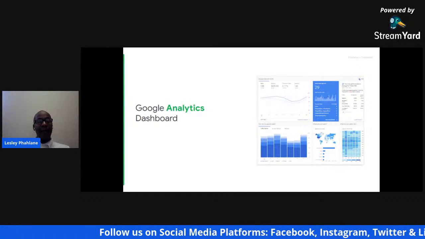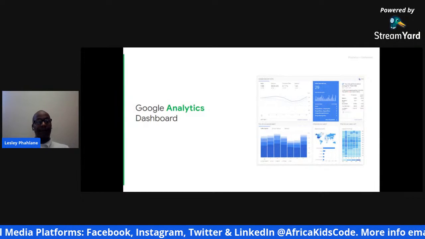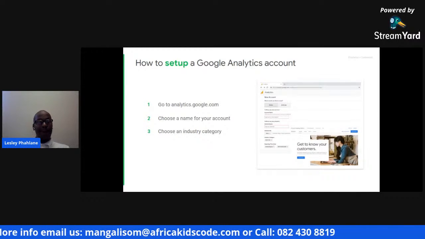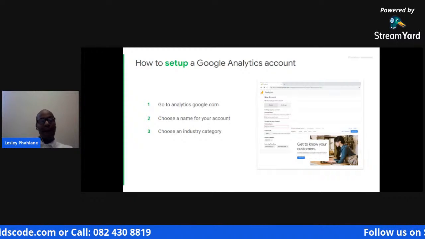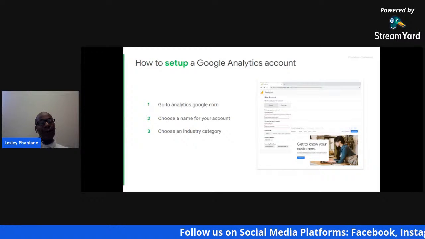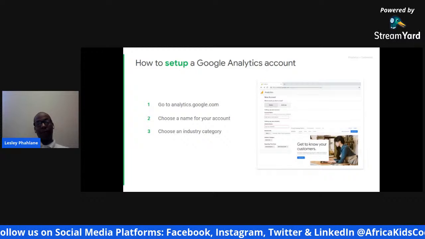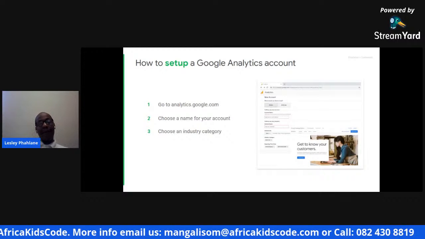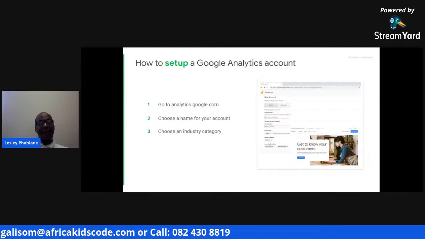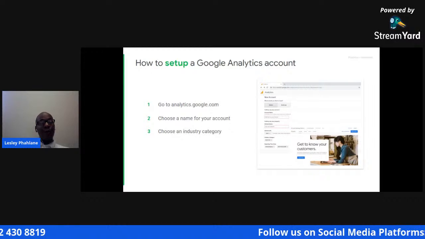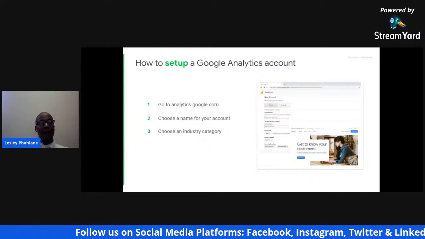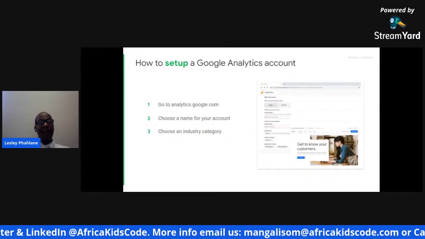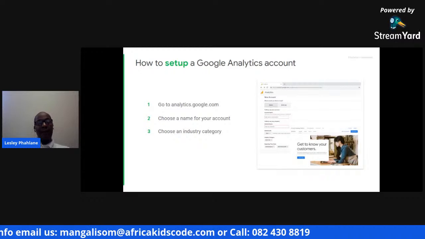So we're going to go to the next one, which is how to set up a Google Analytics account. First things first, you have to go to the Google browser, and on the search engine write analytics.google.com. After that you have to choose a name for your account. For example, since we are Africa Kids Code, we'll say the name for our account is Africa Kids Code. Or let's say you have two businesses, for example Africa Kids Code and your second business is Leslie, you have to give each account a different name so that you know which one you want reports on.